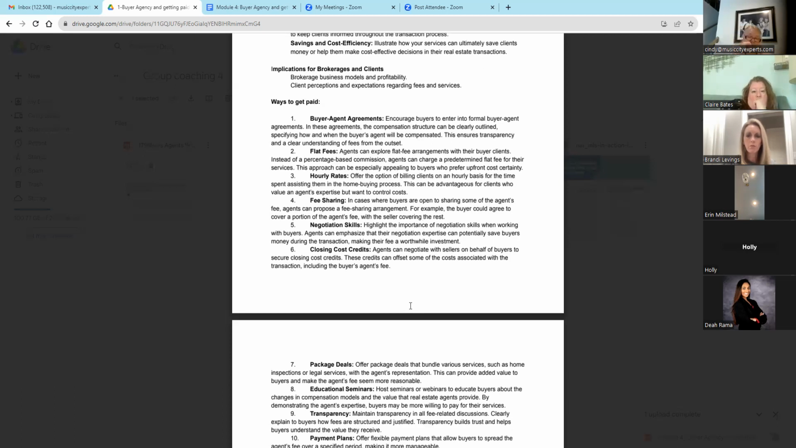No two agents' services are going to be exactly alike, right? What you bring to the table is going to be what somebody is willing to pay you for. You might get paid hourly. This can be advantageous for clients who value their expertise, but they want to control costs, and maybe they've already chosen the house themselves, or they've already done a lot of the research, and maybe your job is just to write up the contract.